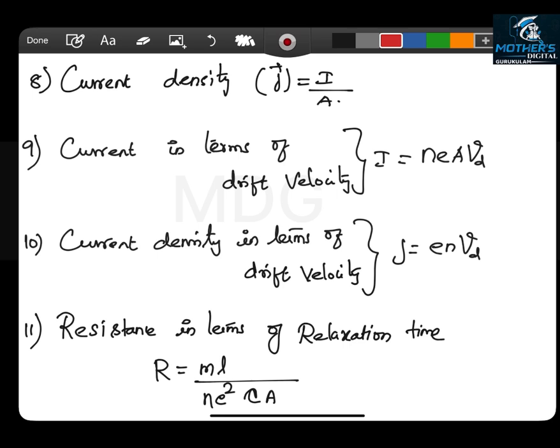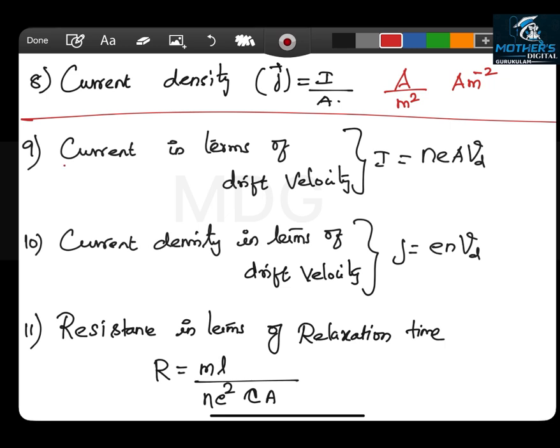The next formula is related to the current density. Current density is nothing but current divided by area. So current density J equal to I by A. The SI unit of current density is ampere per meter square, which can also be written as A m power minus 2.